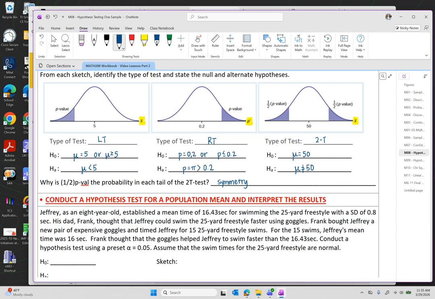The symmetry implies that the tail on the left and the tail on the right in a two-tail test will be identical to each other in terms of area. So your p-value will be 2 times the area of each tail, and therefore the area of each tail will equal 1/2 of the p-value. So let's try to do an example.